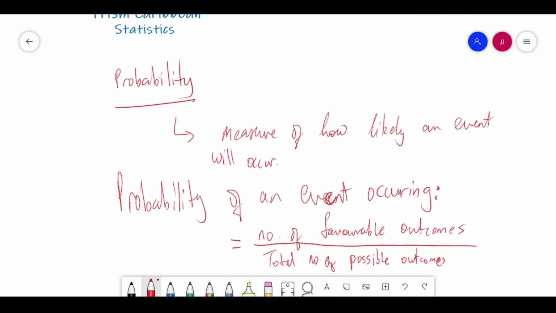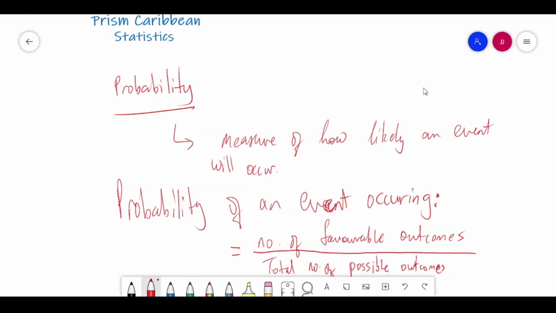And this is just the gist of the statistics section of the CSEC math syllabus. It's a very, very simple topic, often confused because a lot of students may not have gotten the best grasp of it. The next time you see a video with probability is when we do a past paper question on probability itself. But for now, this is Prism Caribbean statistics, and we'll be moving on to the next topic in the next video to come.